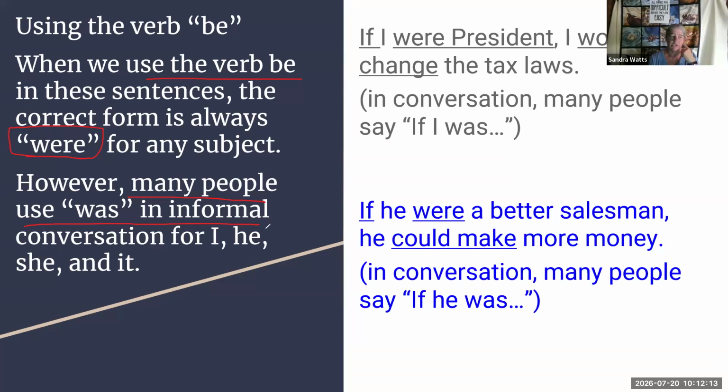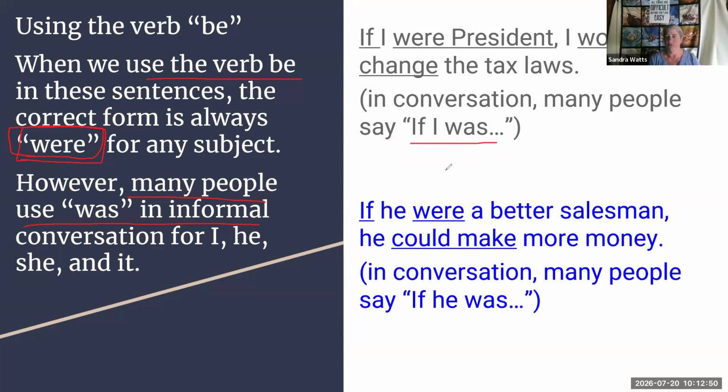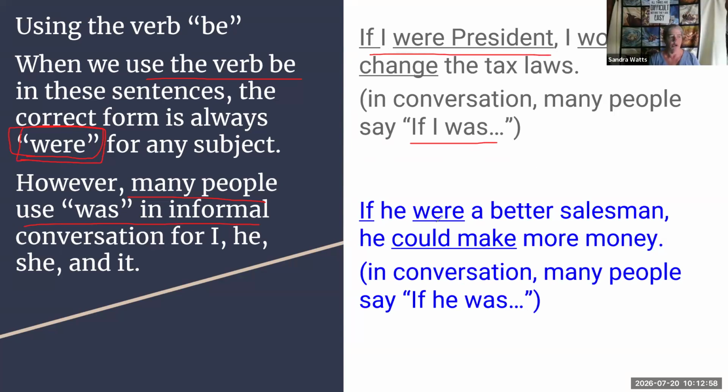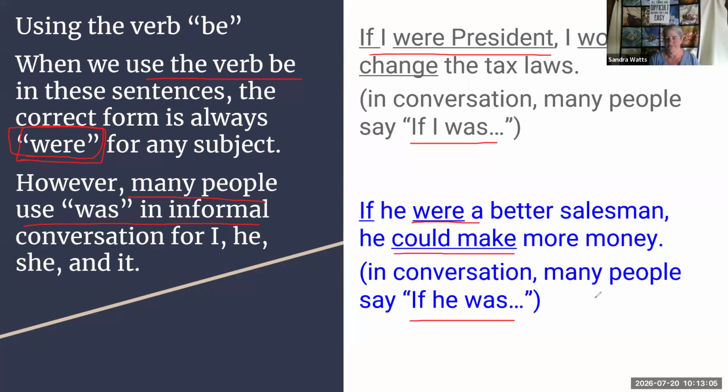A lot of us use this in conversation, just saying, oh, if Emir was nicer to his wife, if I was president. So in conversation, people will say was, but the correct form in the grammar is were for everybody. Doesn't matter if it's I or we or he or she or it. Grammatically, the correct form is were. But in conversation, people will say if I was. If I were president, I would change the tax laws. If he were a better salesman, he could make more money. In conversation, if he was. Okay.